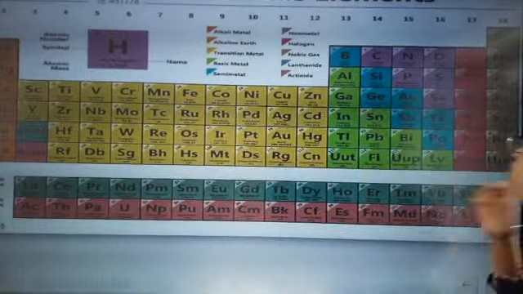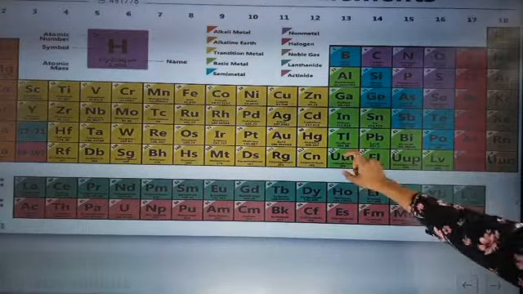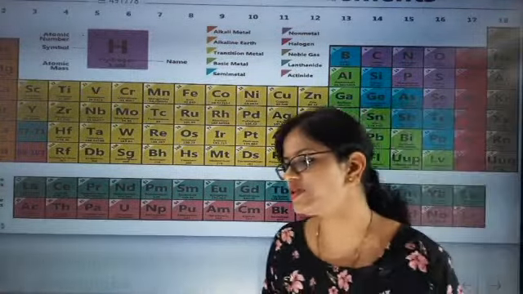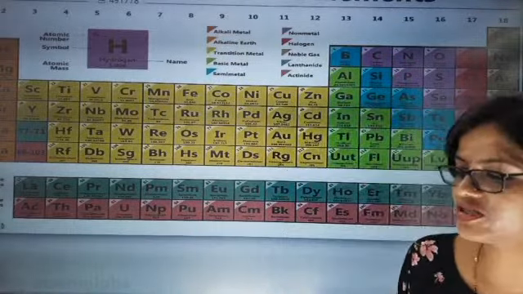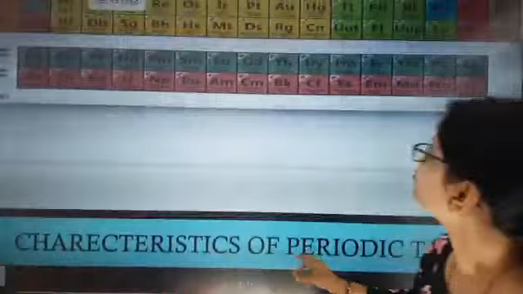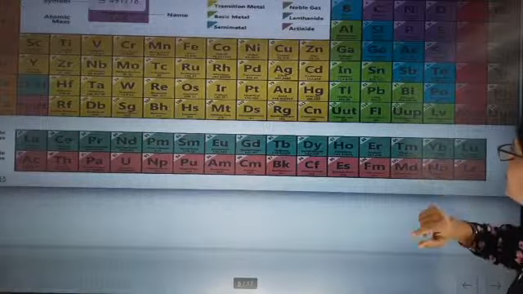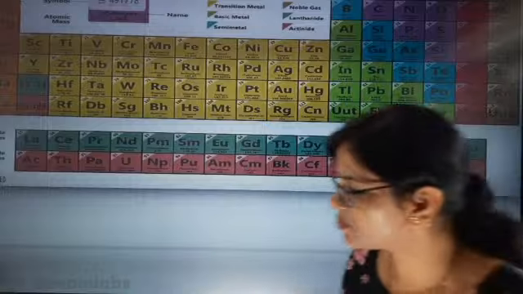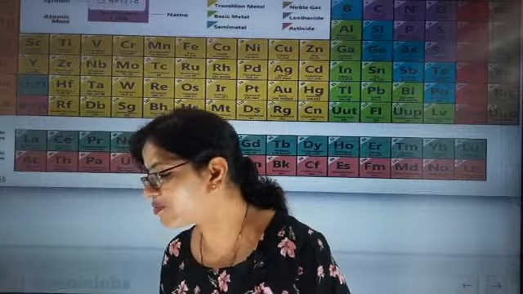Okay, beta, one more important thing: after the lanthanides and actinides, whatever elements come, most of them will be radioactive elements, beta. I will provide the names, but from here it is difficult to name them. I don't know the name right now. The atomic number is 115, beta. Once I send it, you will be able to see.